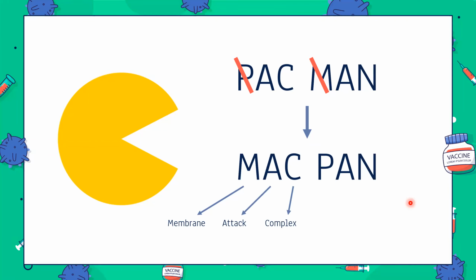In order for us to reach this membrane attack complex, we're going to have three different pathways.